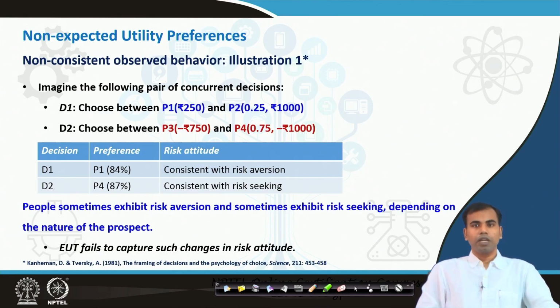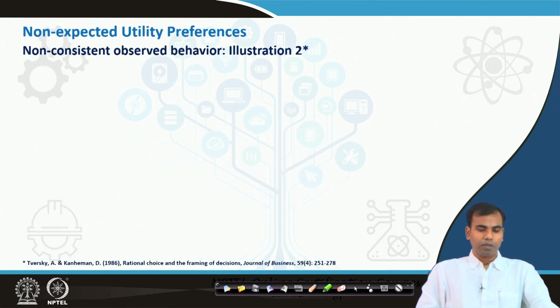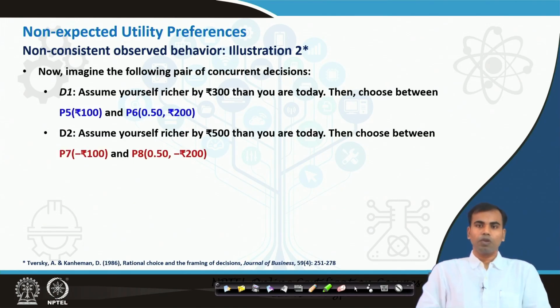Another example of non-consistent observed behavior has been drawn from another piece of research by Daniel Kahneman and Amos Tversky. Again, I am taking the numbers and example drawn from that research and presenting it here. Just go through the choices that you have here and think about it for a second. The choices here are again D1 and D2, which are decision choices 1 and 2.